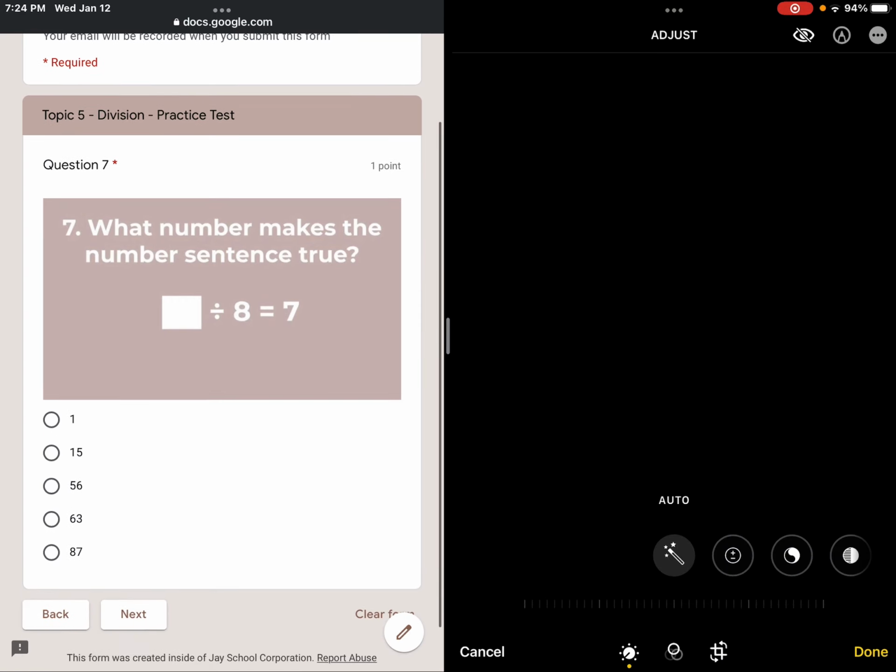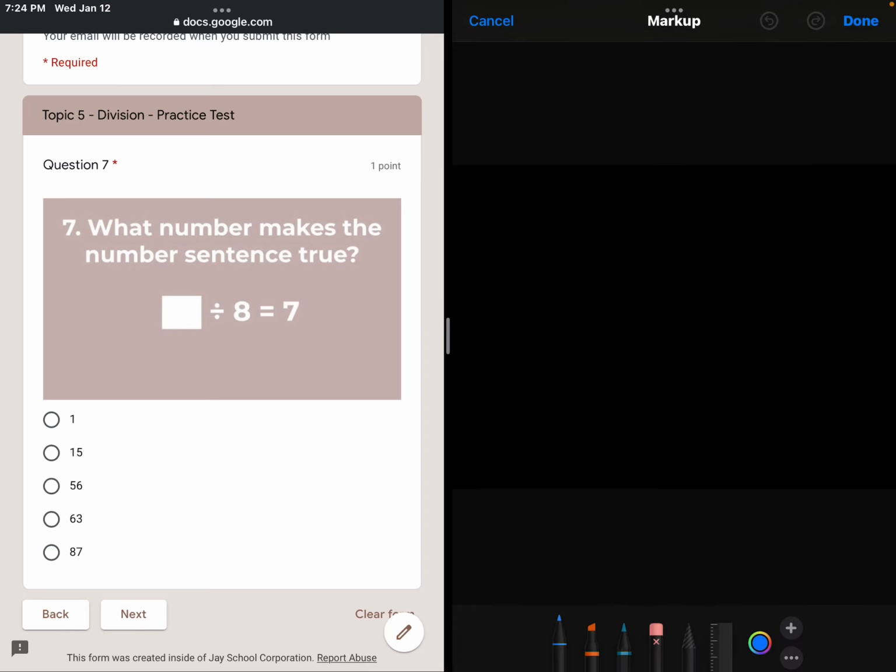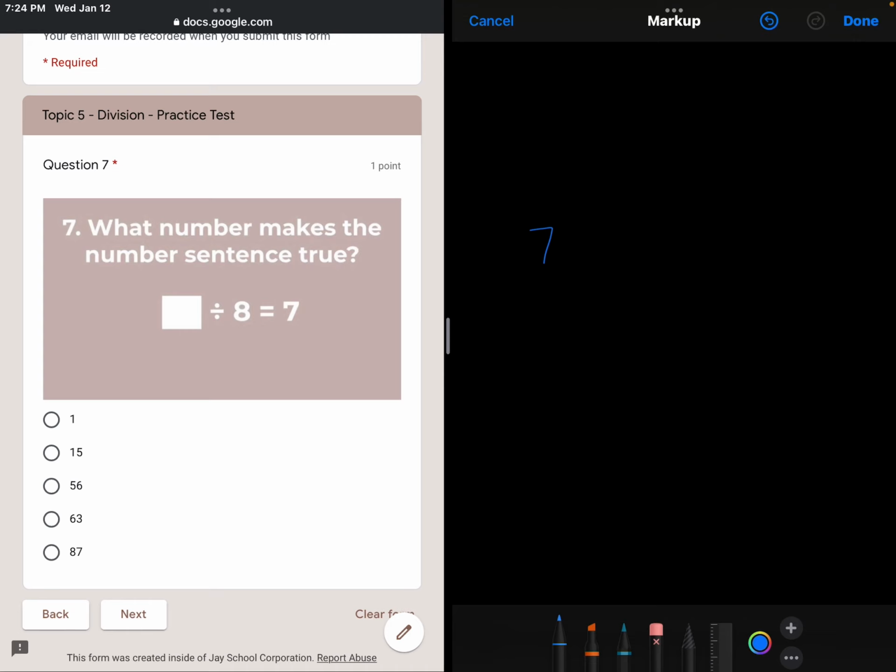Which number makes the number sentence true? So I'm looking for a number divided by 8 equals 7. Well, I know that a division problem, I can make a multiplication problem because they're fact families, right? And I just take the last number, the 7, times 8 equals, and it's going to give us that biggest number, right? That total number that's at the front. So what is 7 times 8? You guys know how to figure that out now, don't you?